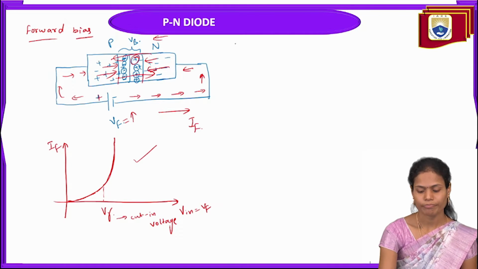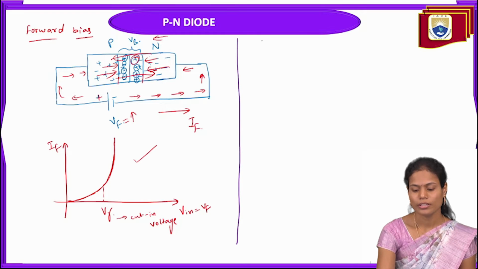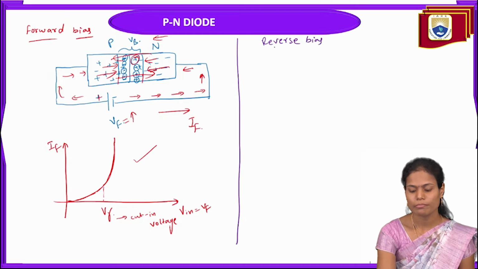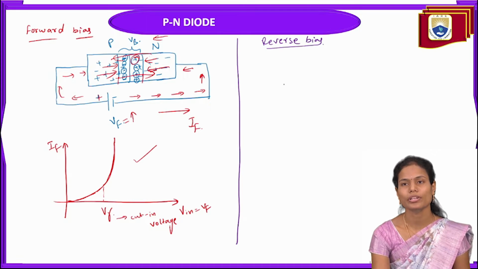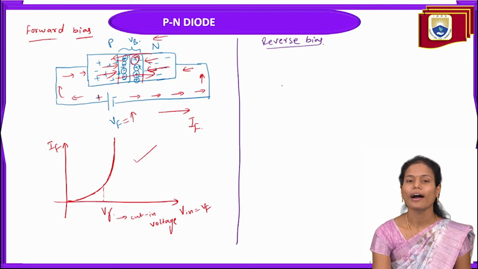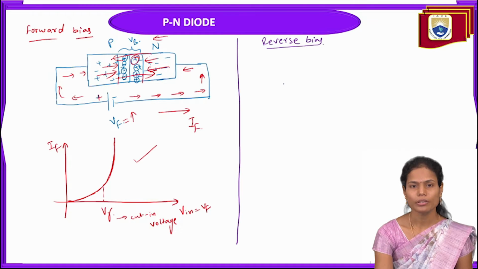And similarly, if we see the reverse bias, reverse bias means the negative terminal of the battery is connected to the p side and the positive terminal of the battery is connected to the n side of the diode.